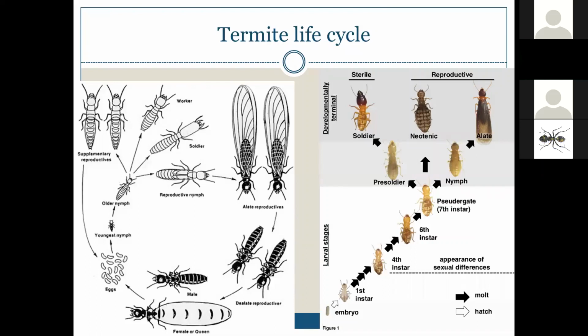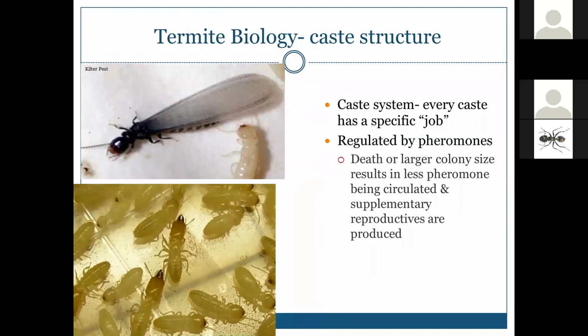When we are identifying termites, we need to have the reproductives or the soldiers, so we can tell what kind is actually causing an issue. When we're looking at caste structure, like I said, this means that pretty much every caste, or every grouping, has a job to do. And this is regulated by pheromones that are given off by the queen of the colony.